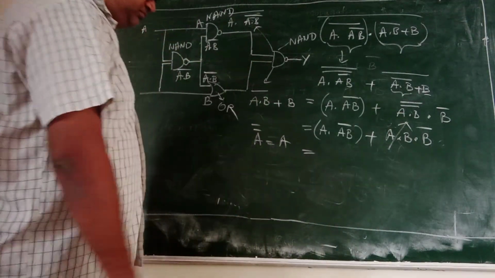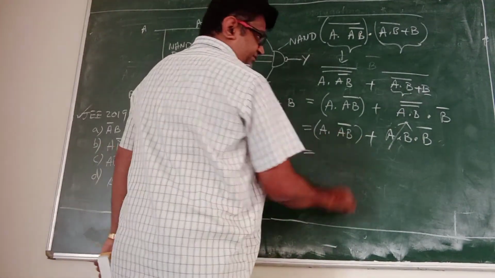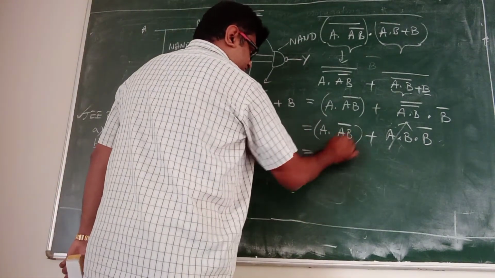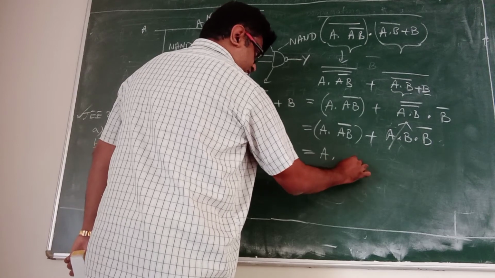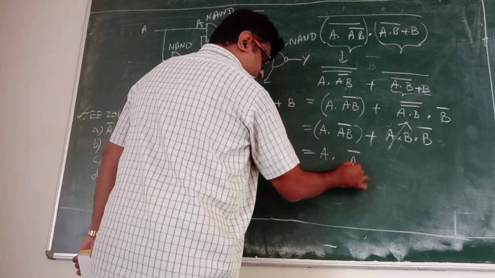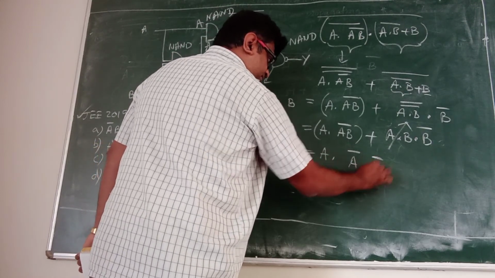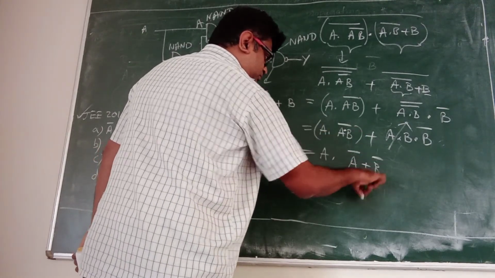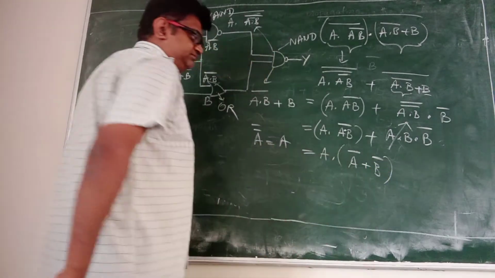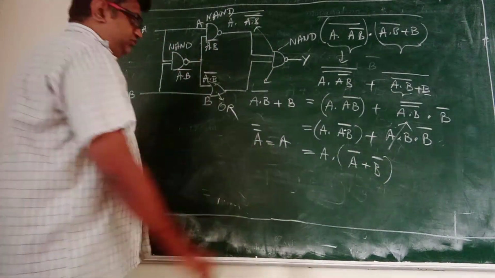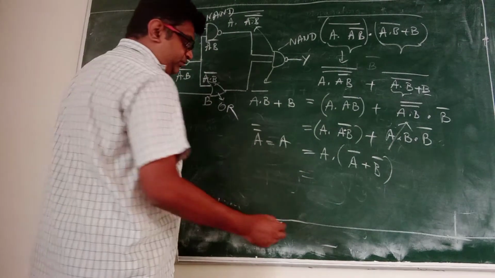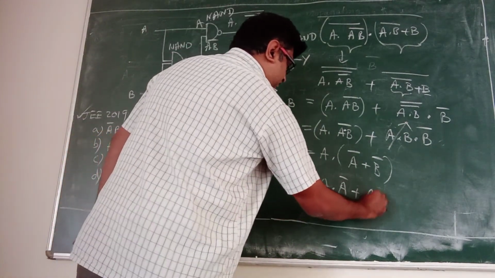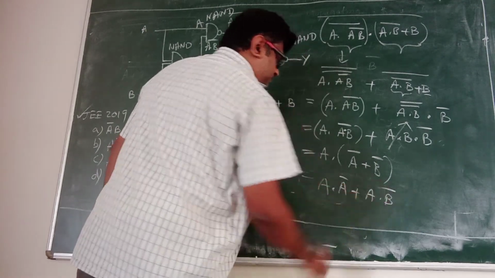Come to this. So AB is there. AB means A dot B. Okay, you need to apply De Morgan's law for this. I can write A dot A bar plus B bar. If nothing is there, you can assume a dot. So put plus. Alright. So when you apply distributive law, it becomes A dot A bar plus A dot B bar.